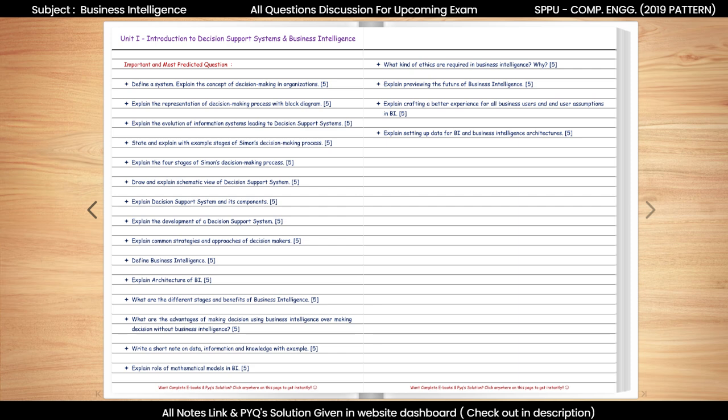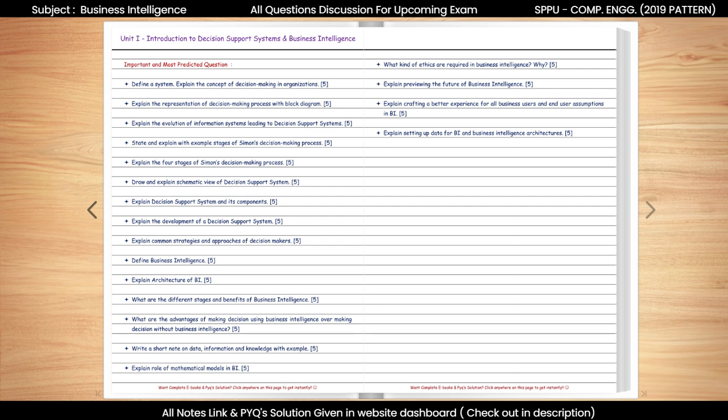Now, let us move on to our next important topic, buy versus non-buy decisions. From this topic, we can expect questions such as, what are the advantages of making decisions using business intelligence over making decisions without business intelligence? Using business intelligence provides data-driven insights, reduces guesswork, improves accuracy, and supports strategic planning. Without business intelligence, decisions rely on intuition and incomplete information.